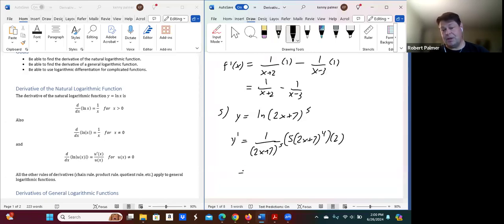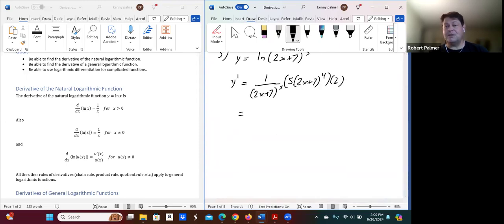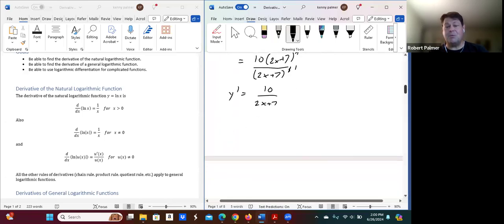Okay, let's put all that together and simplify. Our constant up front is going to be 5 times 2, which is 10. Then we have (2x plus 7) to the 4th over (2x plus 7) to the 5th. Of course, we can cancel all but one of these down here, and what we're left with is 10 over 2x plus 7. Okay, that's y prime.